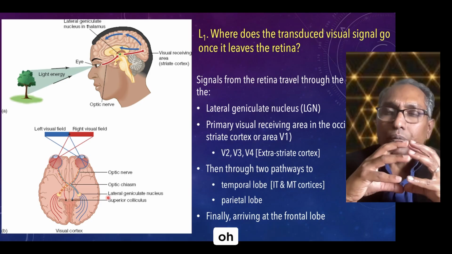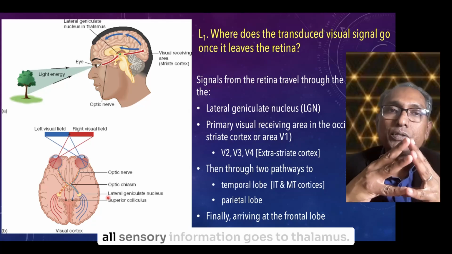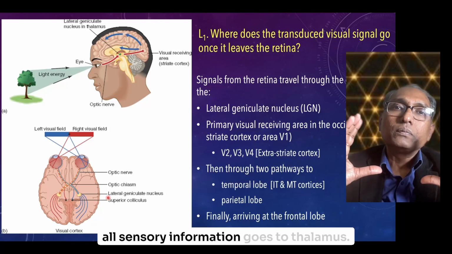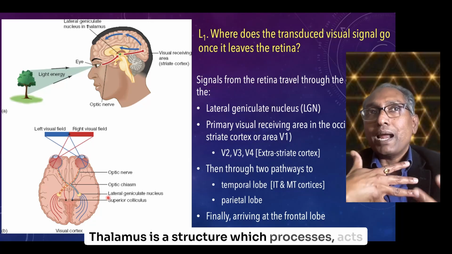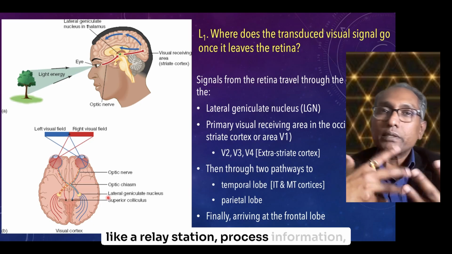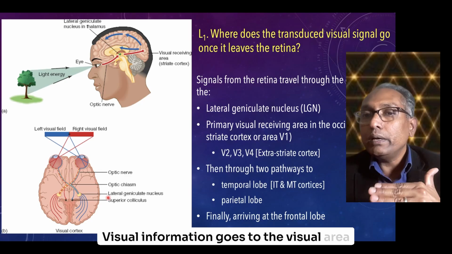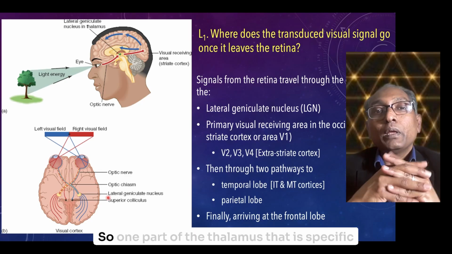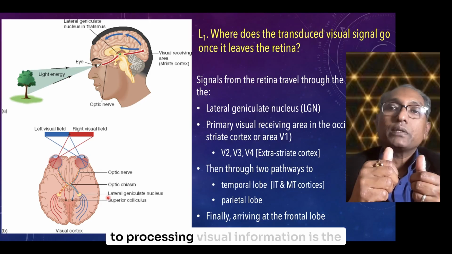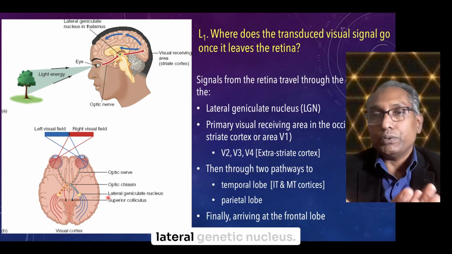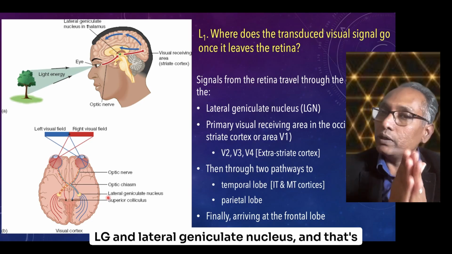Usually, all the sensory information, except smell, goes to the thalamus. The thalamus is a structure which acts like a relay station, processes information and decides where the information should go. Visual information goes to the visual area and so on and so forth. So one part of the thalamus that is specific to processing visual information is the lateral geniculate nucleus, LGN. And that's where the information goes.